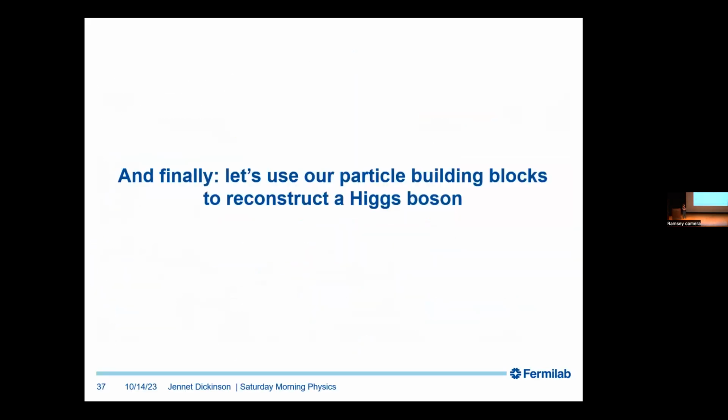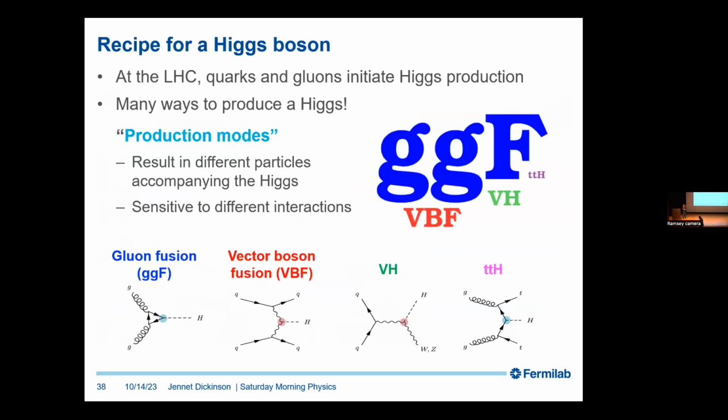Whenever you're ready. The last piece of my talk, I just want to walk you through a sketch of how to use what I've talked about to reconstruct a Higgs boson in an experiment like CMS. The way that you produce a Higgs boson at the LHC has to start with quarks and gluons, right? It has to be something that's in the proton. But there are lots of ways that you can actually produce a Higgs boson. We call them production modes, and you can see the main ones here.